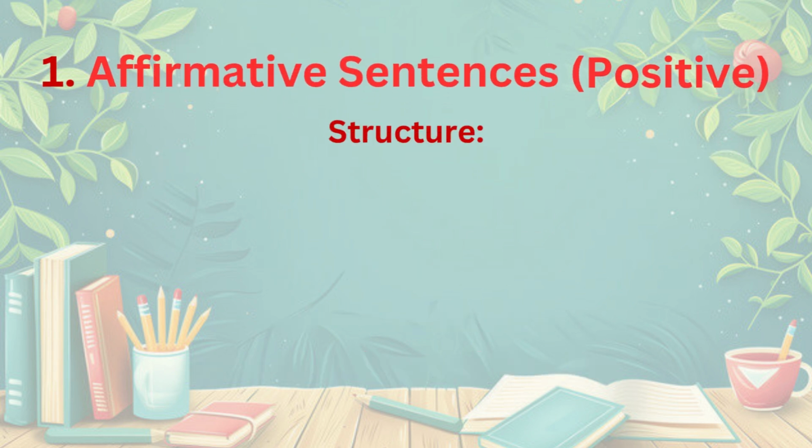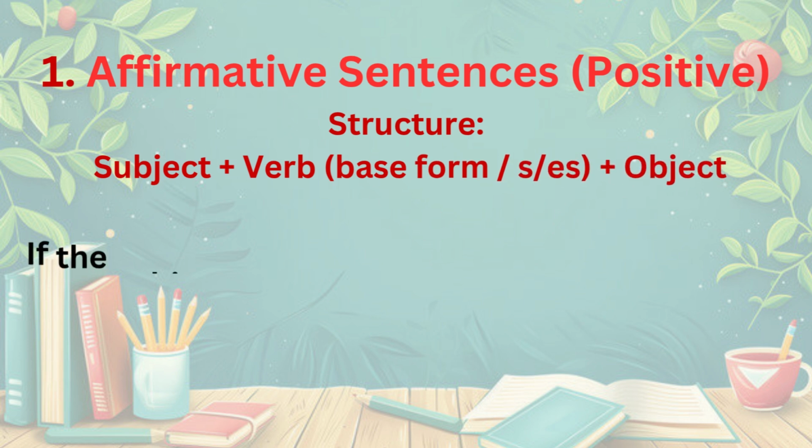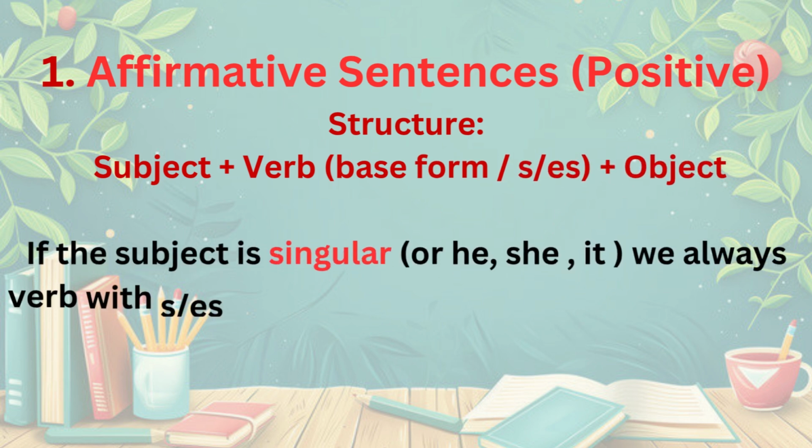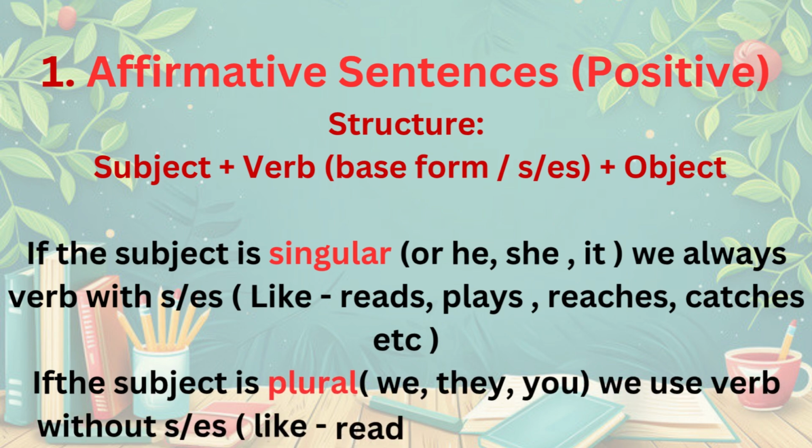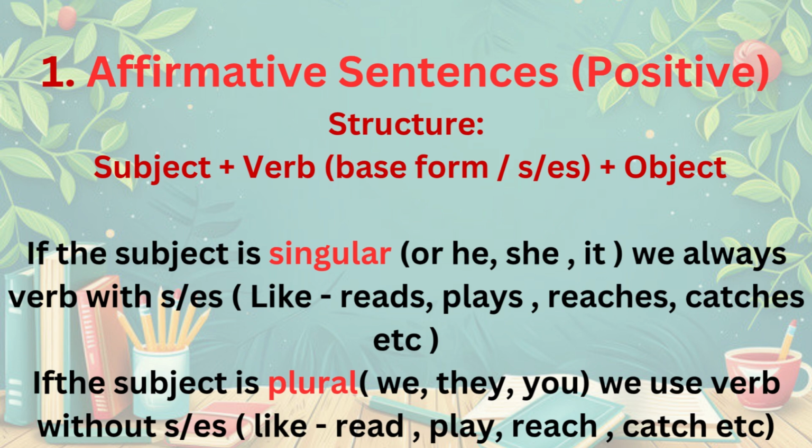We make sentences in 4 ways. First is affirmative sentences or positive sentences. Let's see the structure to make a positive sentence. First of all, we write subject, then adverb, base form plus s or es, and then object. Just remember, if the subject is singular, or he, she, it, we always use the verb with s or es. If the subject is plural, we, they, you, we use the verb without s or es.